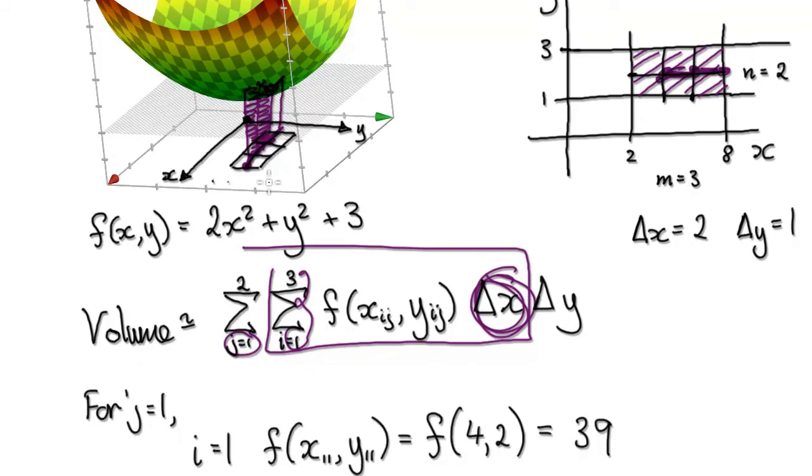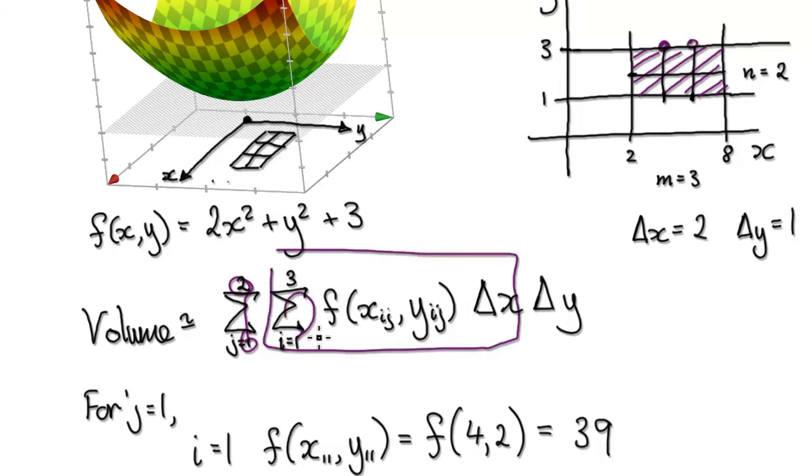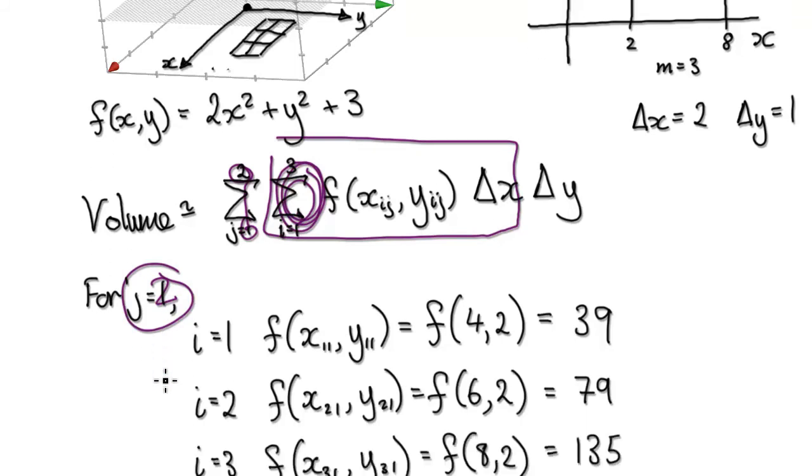So now increase j by 1. So when you increase j by 1 again, we would then cycle this thing around 3 times again: 1, 2, 3. So it's the same idea. So now we need to look at when j equals 2.